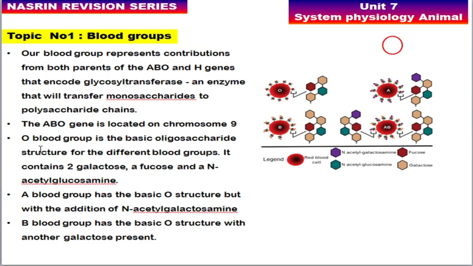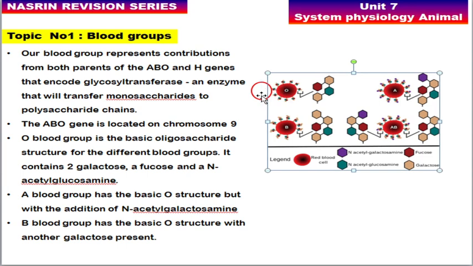So the structure of blood groups. The O blood group has a basic oligosaccharide structure for the different blood groups. This O blood group contains two galactose units, a fucose unit, and an N-acetyl-glucosamine unit. So this is with regard to blood group O, friends. Here you can find the blood group O.